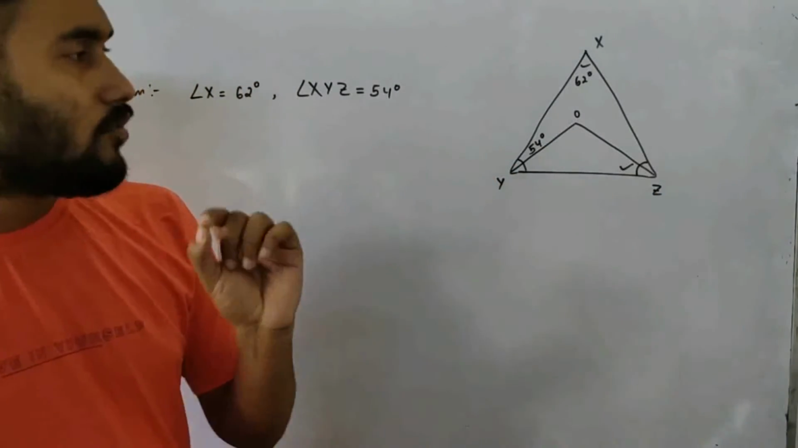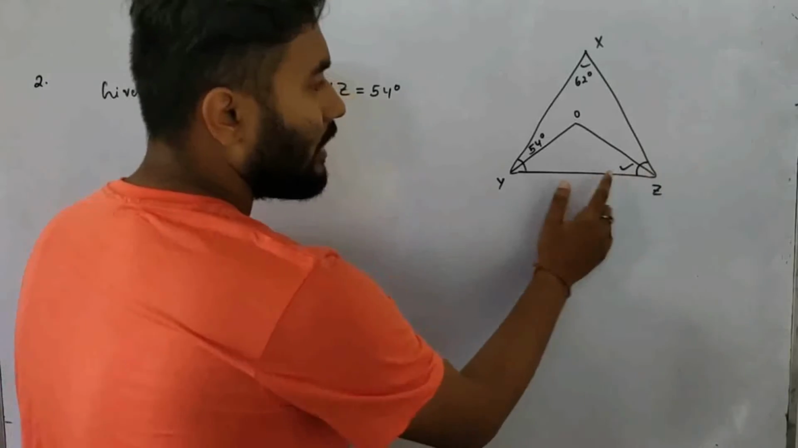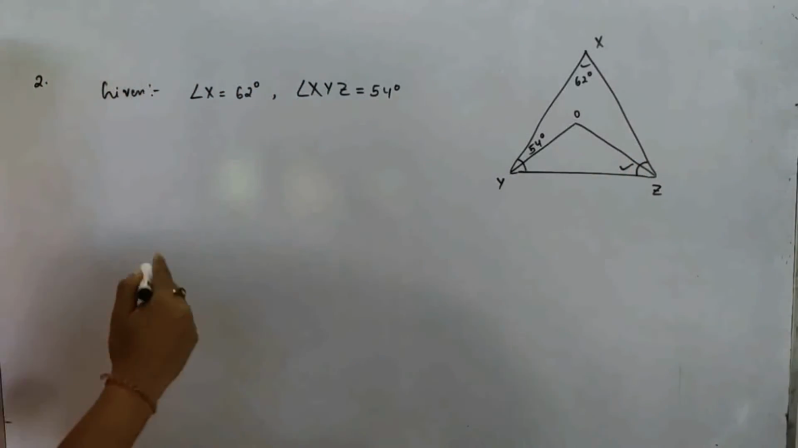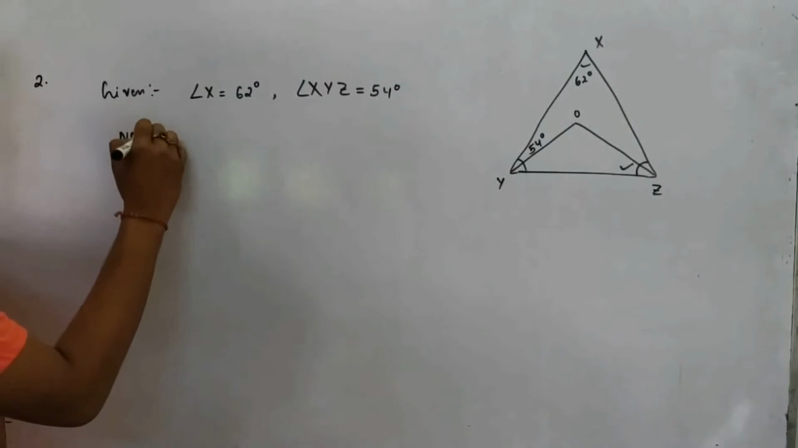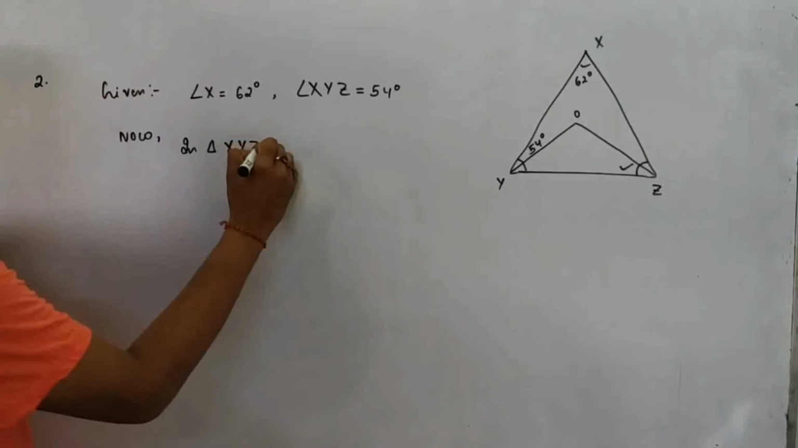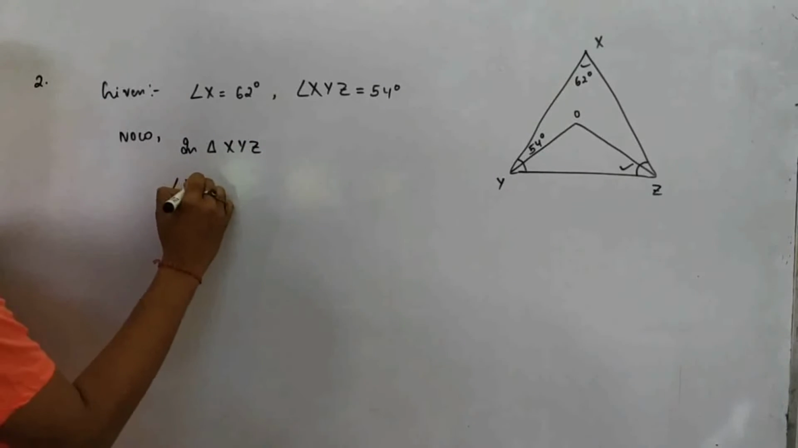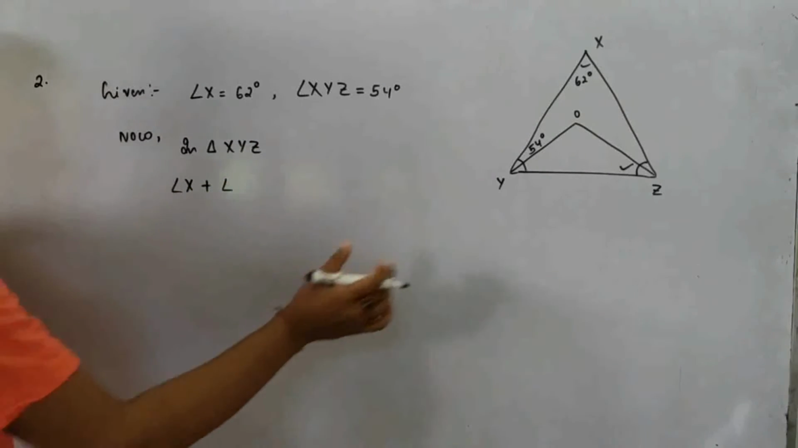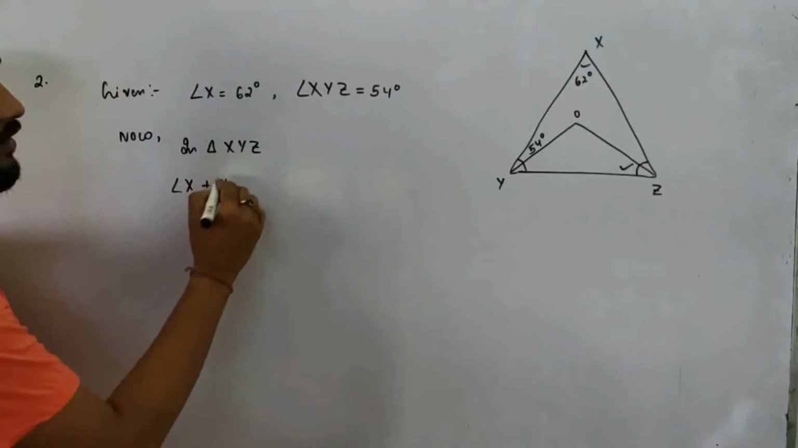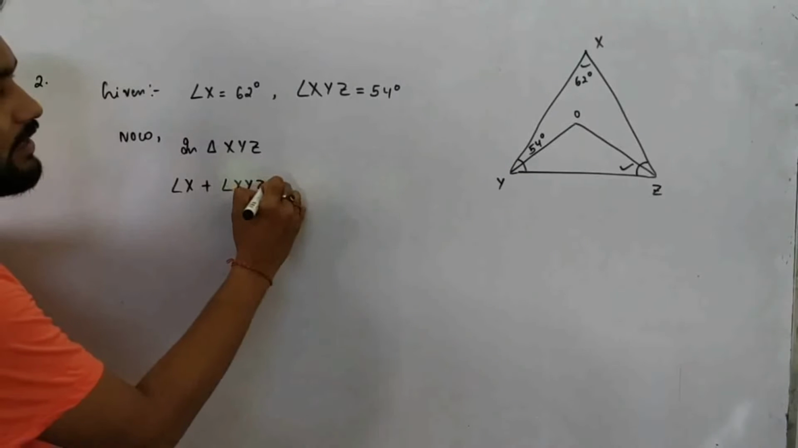By angle sum property. Okay, complete angle Z, not this one. This one later on we will find. At first find complete angle Z. So now, in triangle XYZ, I can write angle X plus angle Y, I will not write it, okay, because it is divided. So I will write its full name. Full name is XYZ.